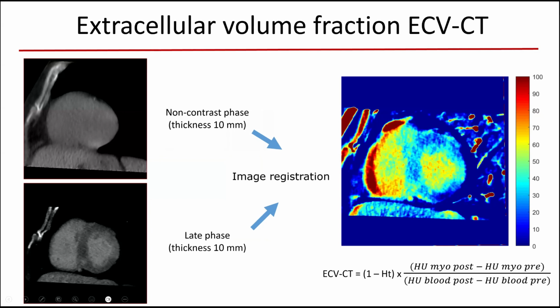It has been demonstrated that, independently of the map, we can measure with a simple ROI the Hounsfield units in the myocardium and in the blood pool, before and after the administration of the contrast media. Applying this formula, we can calculate the ECV in CT, and there is a very good correlation in different settings with the ECV measured in CMR, which we can consider up to now the reference standard.